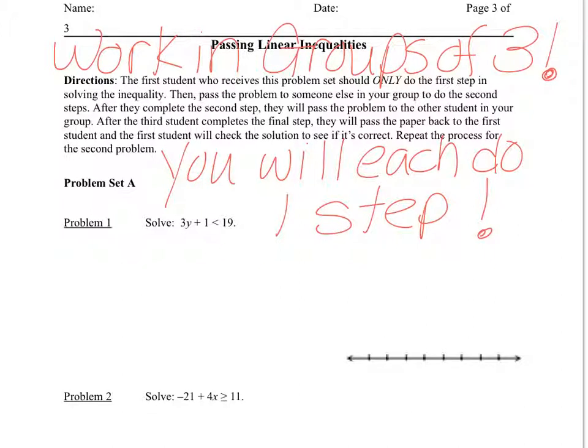In each problem, I want a different person starting the problem off. So in problem 1, one person starts with step 1. In problem 2, the second person does step 1. And in problem 3, the third person starts with step 1. Got it? Good. All right.